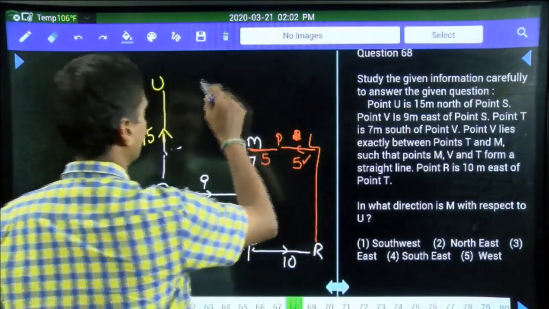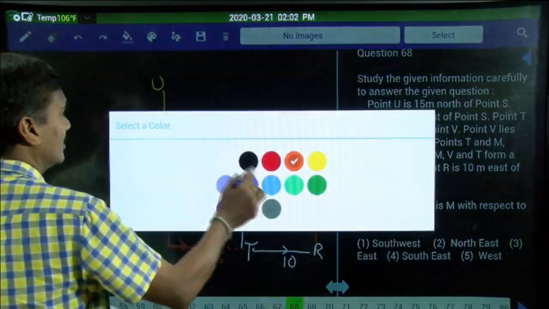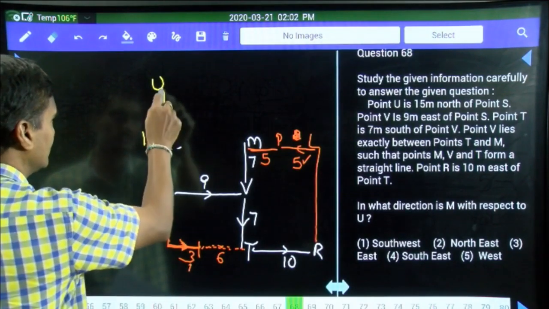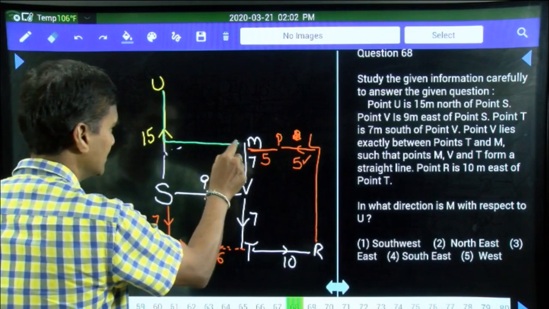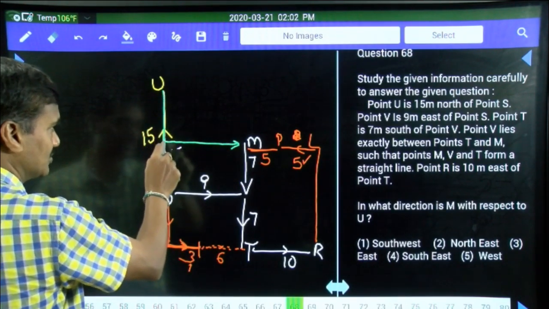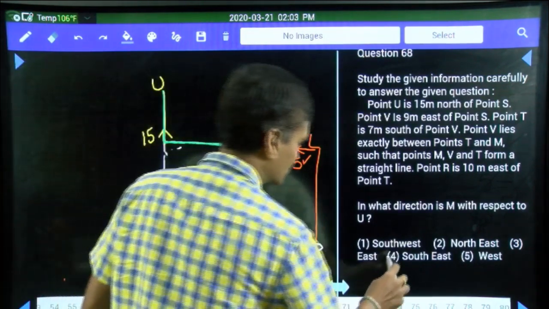Then 68. In what direction is M with respect to U? Looking from U, in which direction is M? From U to M, first towards south, then towards east to reach M. To come from U to M, first which way should we come? South. After coming south, next which way should we go? East. South and East, choice 4 is the answer.